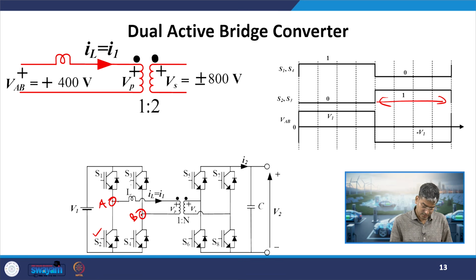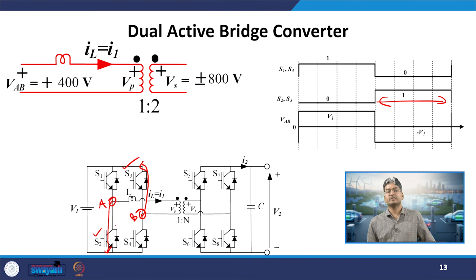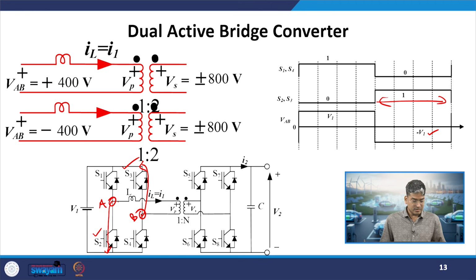So if S2 and S3 is on, this node is connected to the negative bus, this node is connected to the positive bus, okay. So if I now apply KVL to find out the VAB voltage, I will observe that it has become negative, okay. So when S1 and S4 are on, it will be applied with plus 400, when S2 and S3 are on, it will be applied with minus 400 volts. So this 400 is when S1 and S4 are on, this minus 400 is when my S2 and S3 are on.